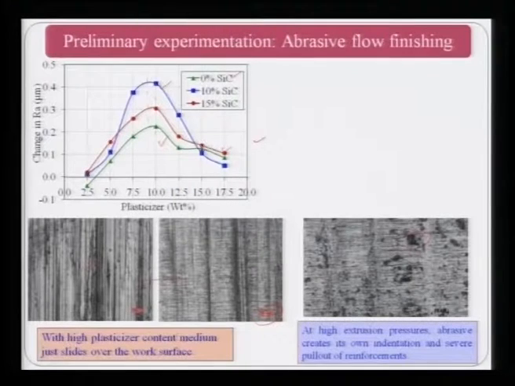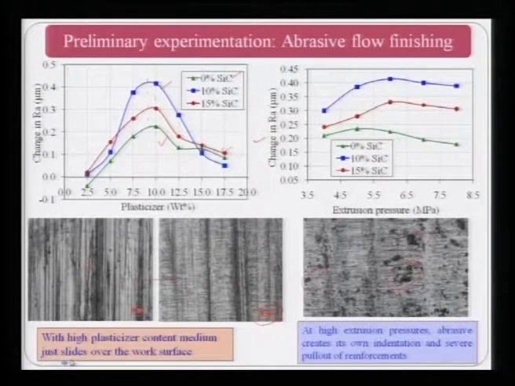Similar kind of things can be seen over here, which I have shown to you in a better way in the earlier slides. Now, here you can see that not much difference is there as far as the effect of extrusion pressure on the RA value is concerned. Some effect is there. You can see this is the aluminum alloy with 0% silicon carbide, this is 10% silicon carbide, and this is 15% silicon carbide, and initially some improvement is there as far as change in RA is concerned, but after that it more or less stabilizes. So, one can say that there is some effect of extrusion pressure, but not substantial.